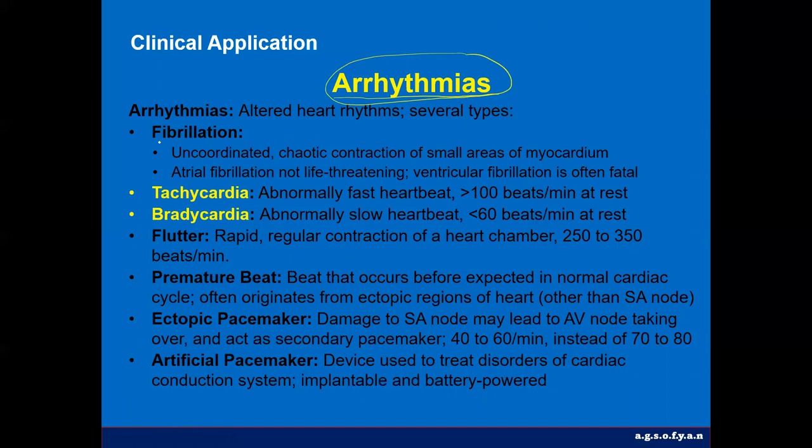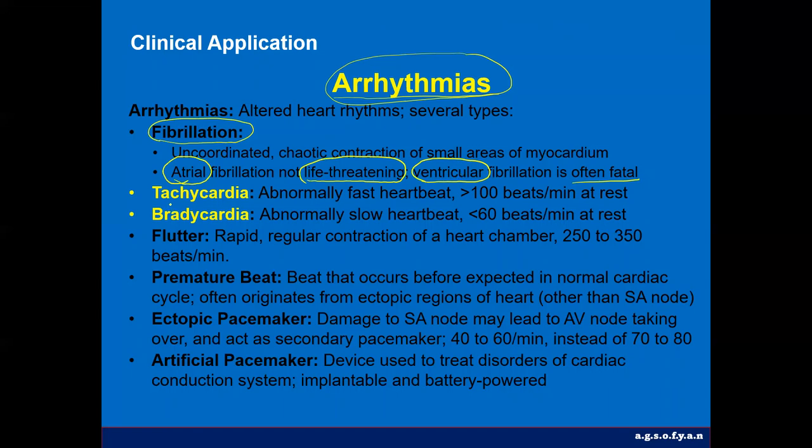The first one is called the fibrillation. This is when the atrial muscles and ventricular muscles contract irregularly. If it is in the atrial muscle, usually it's not life threatening. Okay? But if it is happening in the ventricular muscle, then it is life-threatening, often causing death because of this irregularity.